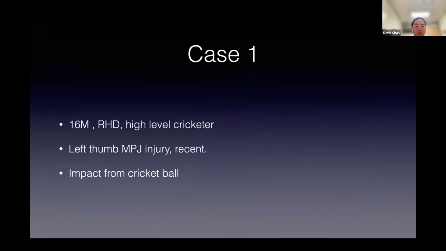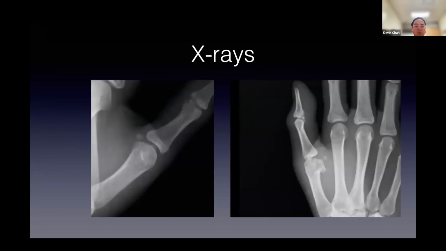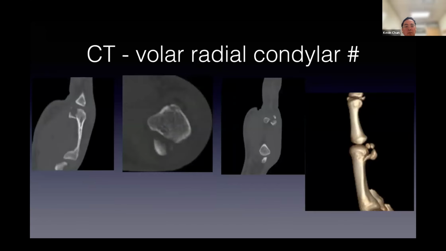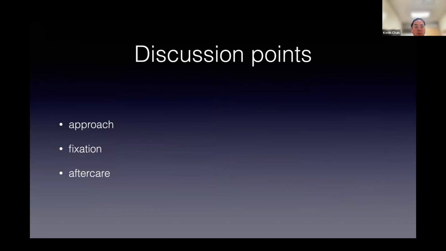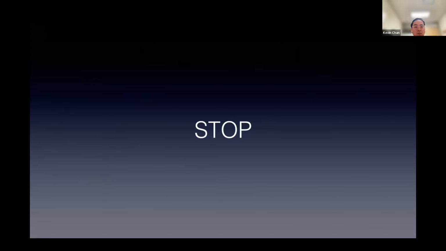The first one is in a 16-year-old right-handed high-level cricketer. He injured his left thumb MP joint when he went to catch a cricket ball and had these images. The radiographs show there's something going on with the metacarpal head, and a CT scan demonstrates, I'm not usually a fan of the 3D reconstructions, but it does show nicely that he has an articular injury affecting the volar part of the metacarpal head. So some discussion points for you guys to discuss, and then if you're interested, I've put in what I did. So now's a chance to stop the presentation and you can discuss.